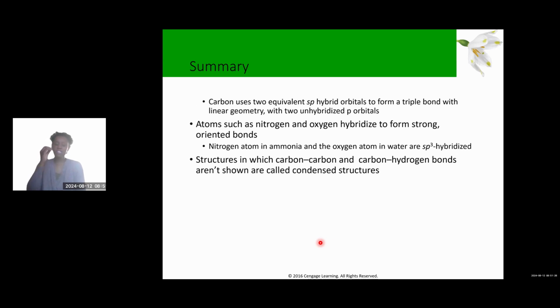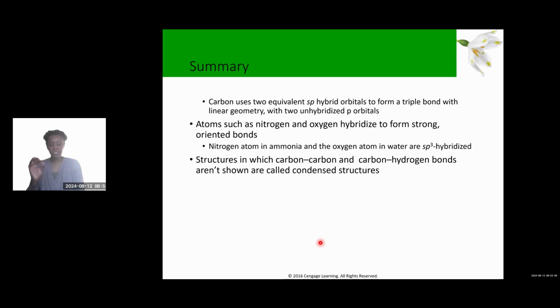Carbon uses 2 equivalent sp hybridized orbitals to form a triple bond with linear geometry, with 2 unhybridized p orbitals. So again, you have 2 sp hybridized and then 2 p orbitals, a total still of 4 orbitals. With carbons, you're always going to have a total of 4 orbitals, whether it's 4 sp3s, 3 sp2s and 1 p orbital, or 2 sps and 2 p orbitals. It's always a total of 4 orbitals because, again, carbons are tetrahedral.